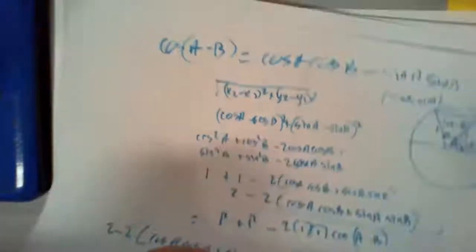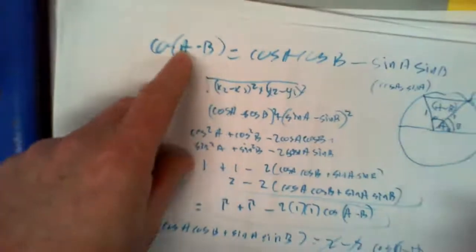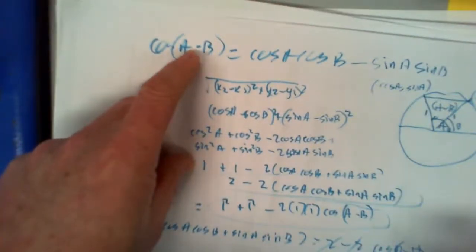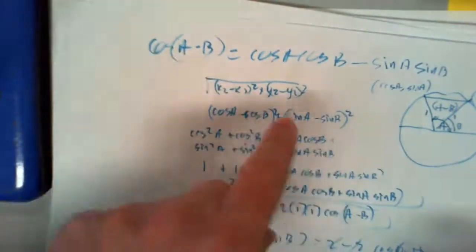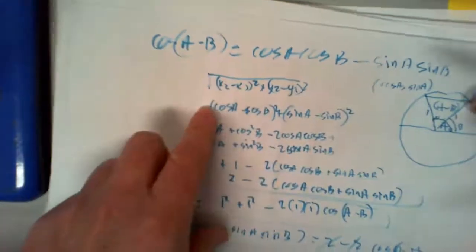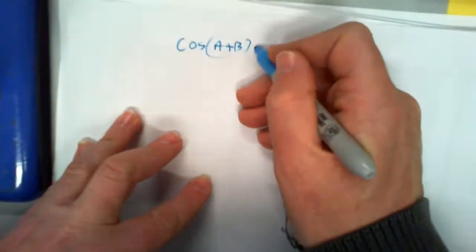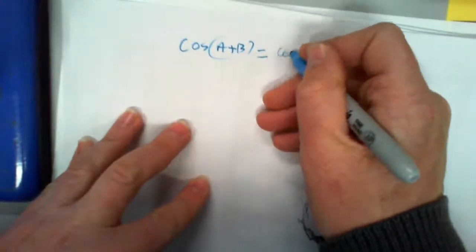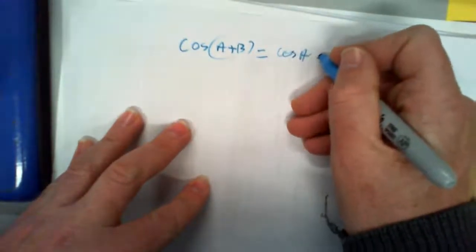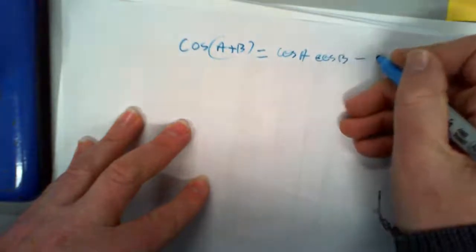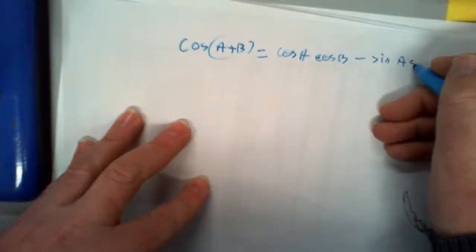Now that you've done it for cos(A minus B), you can do the same for any of the other ones. Let's have a look at the second one. If you want to prove that the cos of (A plus B) is equal to the cos of A by the cos of B minus the sine of A by the sine of B, you get the formula for the cos of A plus B.